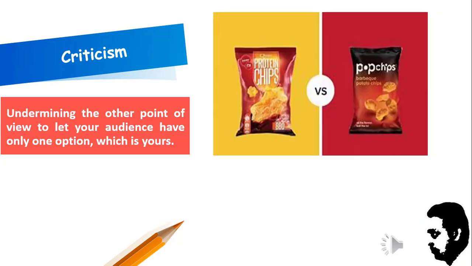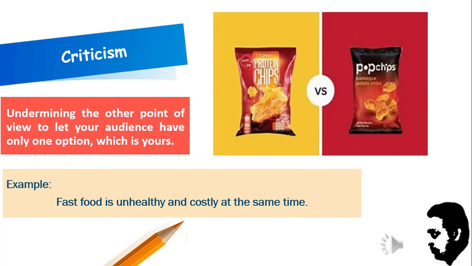Criticism. Criticism is the third persuasive technique for today. By criticism, I mean to undermine the other point of view to let your audience have only one option, which is yours. Here is an example for you to think about. Fast food is unhealthy and costly at the same time. Here, in the example, the writer picks the negatives of fast food, letting you only one option: to abandon it.